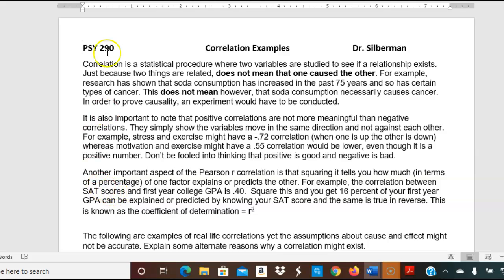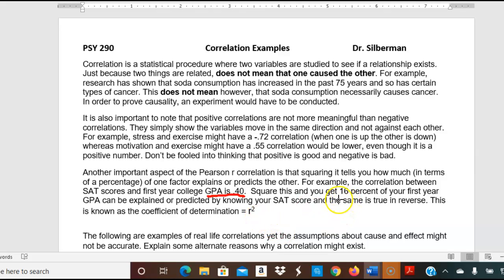Well, here is an example taking the SAT in high school. Percentage explains or predicts. So, you take the SAT in high school, does that explain or predict how well you will do in college, your GPA? And the answer is, the correlation is not that big. 0.40 is the R, the correlation.